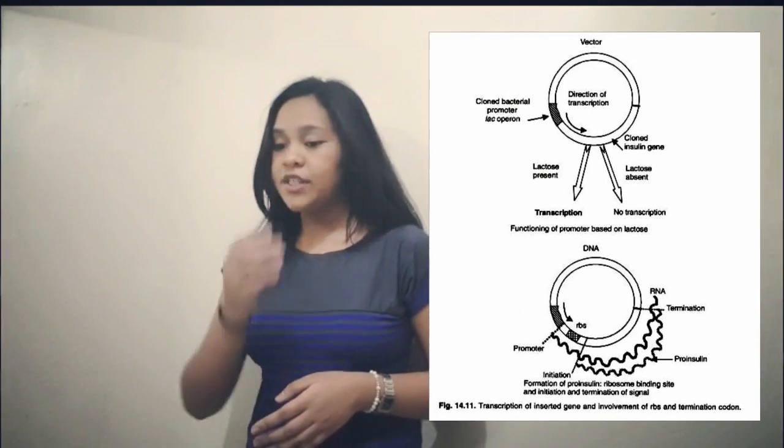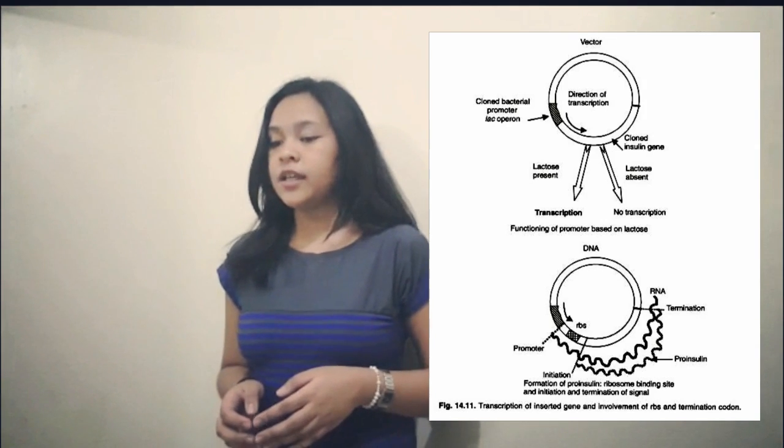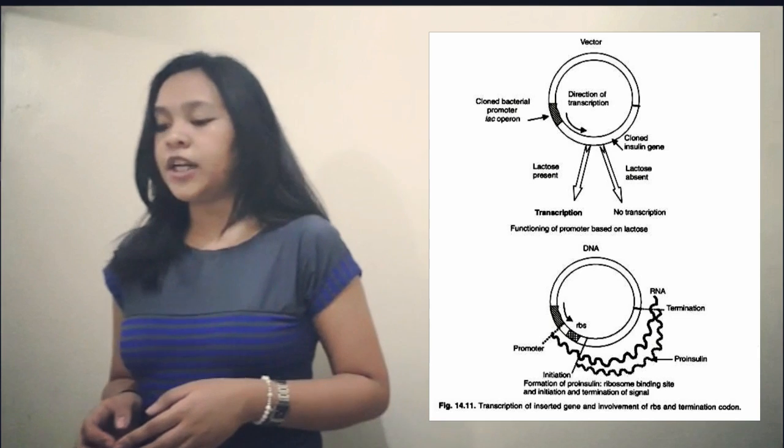The position of the cloned insulin gene with lac promoter in the vector is given in figure 14.11. This gene is transcribed in the presence of lactose because the lac operon functions in the presence of lactose and transcribes the gene attached downstream to it. Similarly, positions of the ribosome binding site and termination codon are shown in the figure with respect to the insulin gene in the vector, making recombinant DNA.